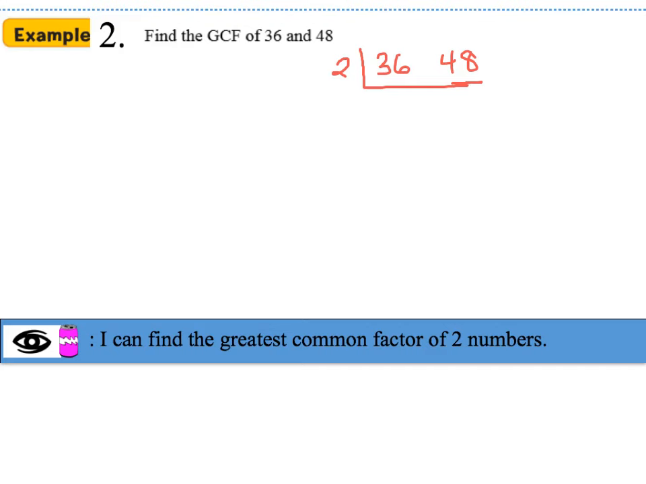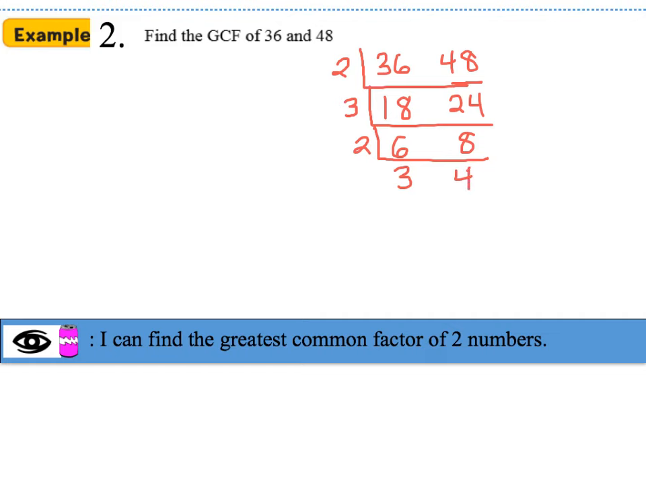So I know that 2 goes into 36 18 times. And I know that 2 goes into 48 24 times. Let's continue to break down this ladder. I know that I can place a 3 into both 18 and 24. 3 goes into 18 6 times, and 3 goes into 24 8 times. Let's continue our upside-down ladder. And the number that goes into 6 and 8 is 2. 2 goes into 6 3 times, and 2 goes into 8 4 times.